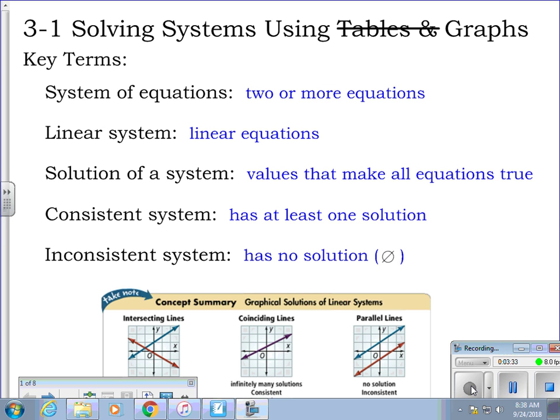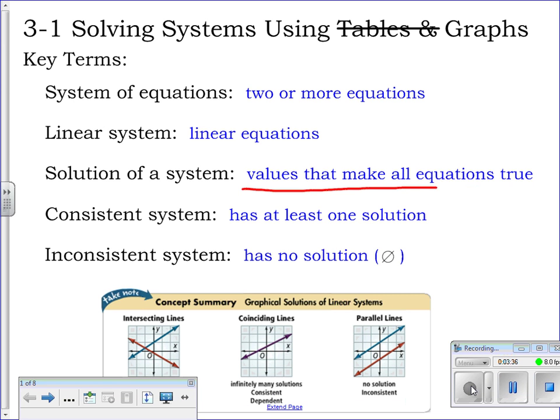A solution, and this is the important concept, is the values that make all of the equations true. It's the one place, the one set of values that make all of them true. Okay? A consistent system has at least one solution. Inconsistent has no solution. Graphically speaking, if we're working just with 2 straight lines, an inconsistent system is where I have 2 parallel lines that don't cross each other. They're parallel lines, they don't cross, there's no solution.